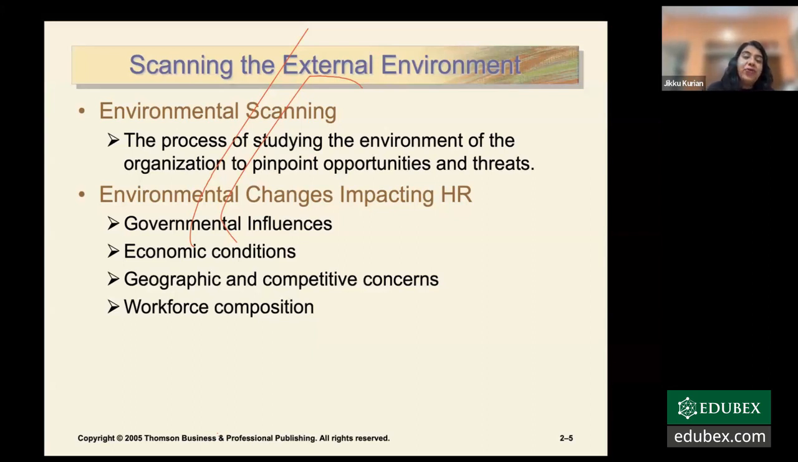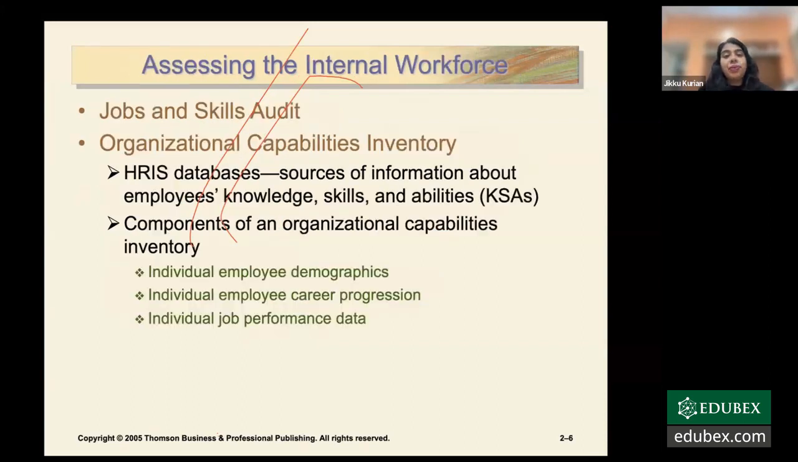And next is workforce composition. How are you bringing in diversity to your workforce? That is your workforce composition. Now, this is what we discussed about the external environment. Now we will look at the internal workforce. How do we assess the internal workforce?